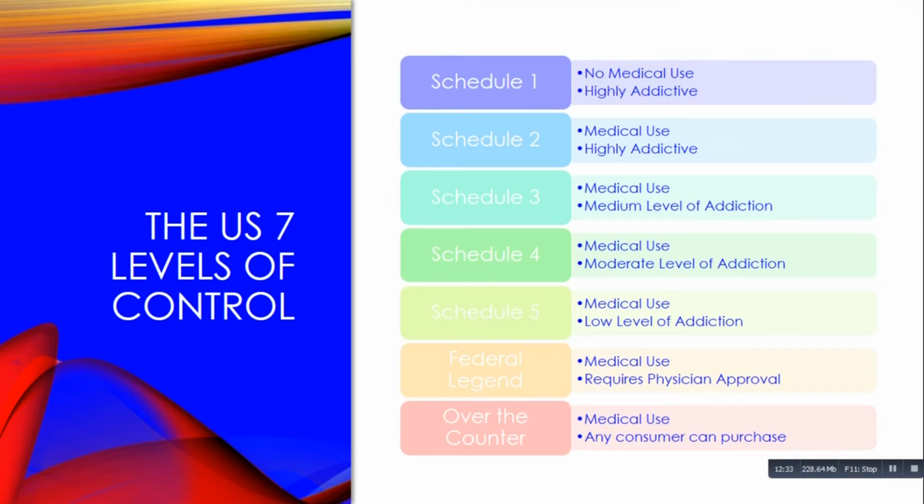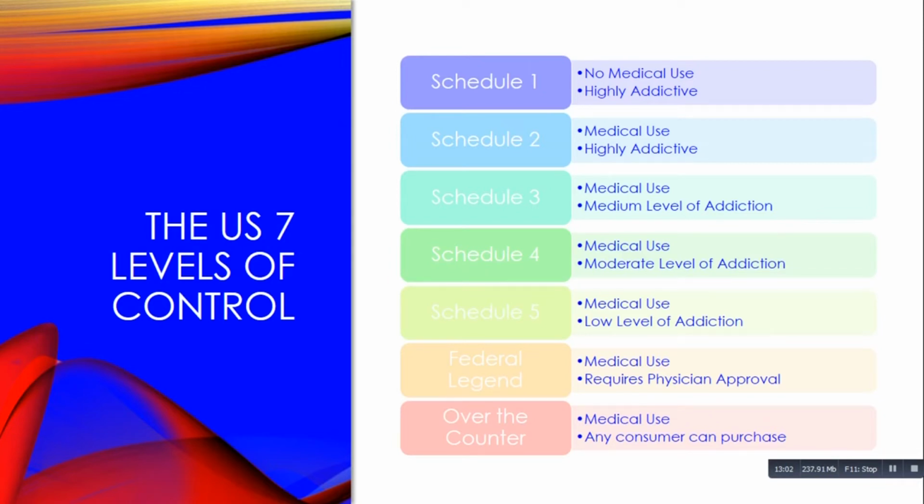Generally speaking, the DEA has control over the first 5, Schedules 1 through 5. The FDA can weigh in on the other 2, and that's the Federal Legend and the over-the-counter designations. But Schedules 1 through 5 are the DEA's territory, and the DEA places those Schedules 1 through 5 based on whether or not they have an accepted medical use and what level of addiction goes with it.